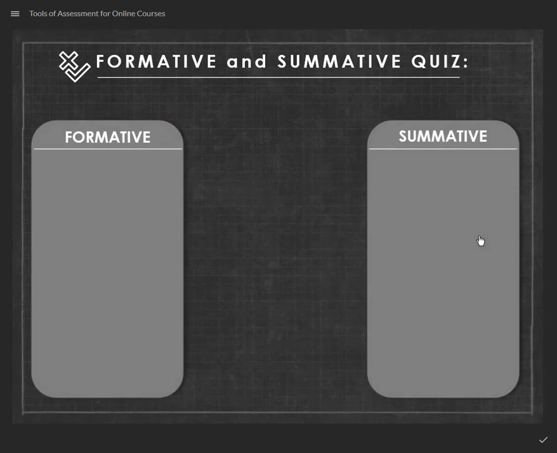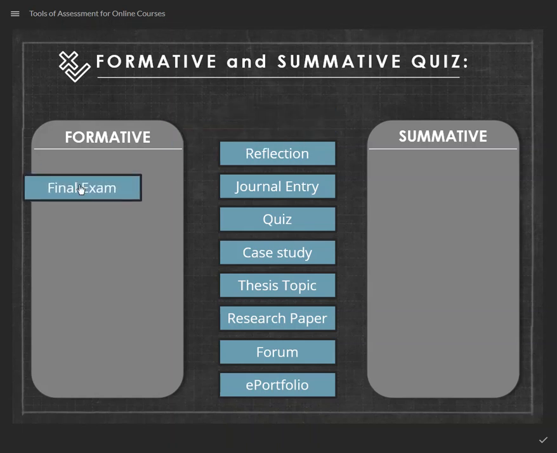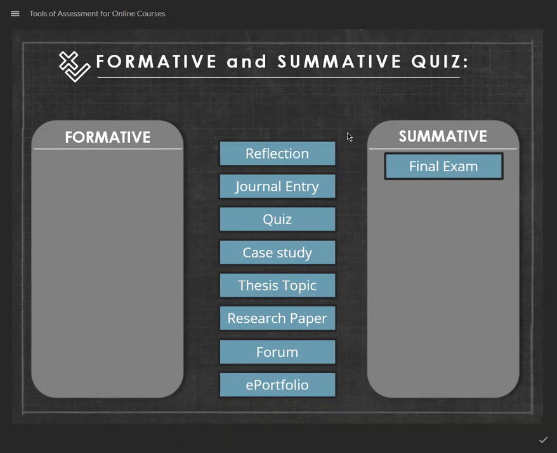All right, so now let's start to categorize these things. This is where you can help me. We've got to figure out which of these assessments would be formative or summative. So final exam, do we have a vote on whether that should go in the formative or whether that should go in the summative? I would say summative. Okay, summative. All right. Any sort of disagreements on that? Sherry says summative as well.